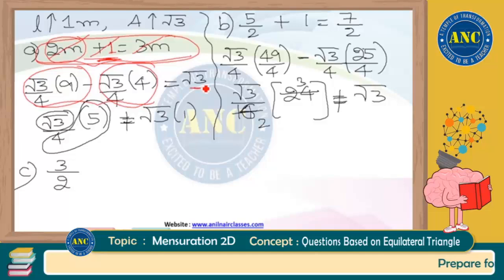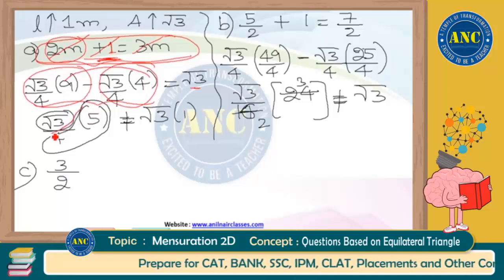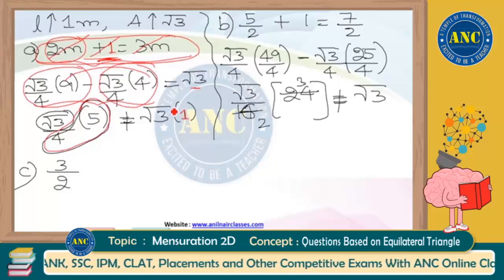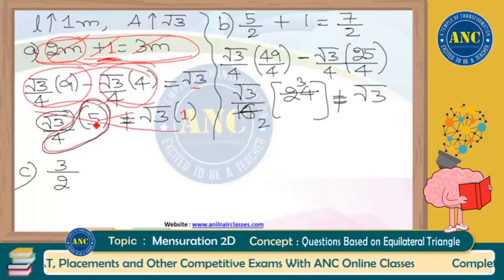Okay, it should be equal to root 3, right? If I take root 3 by 4, comma 9 minus 4 is 5. My God, 5 by 4 is the multiplying factor for root 3 here. Here the multiplying factor on the right hand side is 1. You should avoid writing all these things.